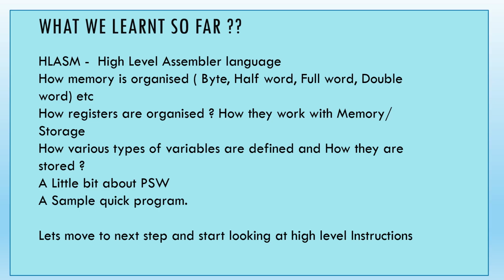Then, how memory is organized. We studied about it. What is a bit and a byte? What is a half word, full word, double word, etc. Basically, this is how the memory is organized. How registers are organized, we studied. There are 16 general purpose registers, which are of most significance to us. There are other IO registers and some other registers, which we are not going to get into, but we briefly got introduced to them.